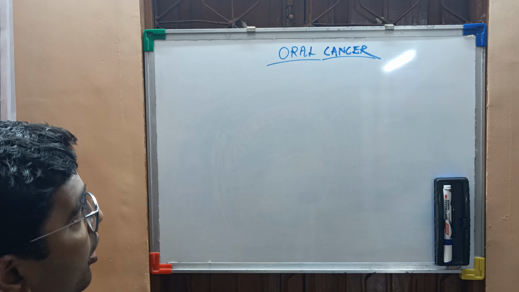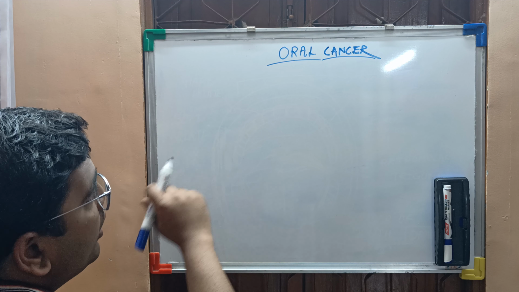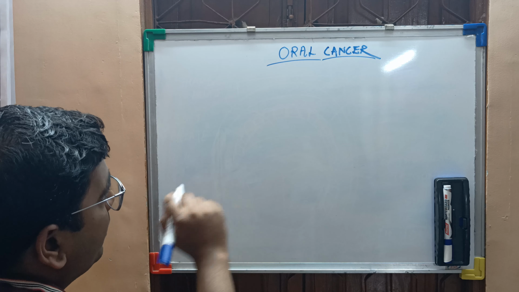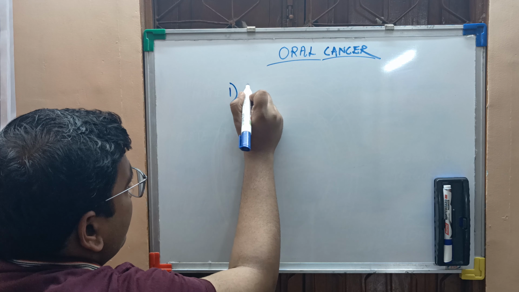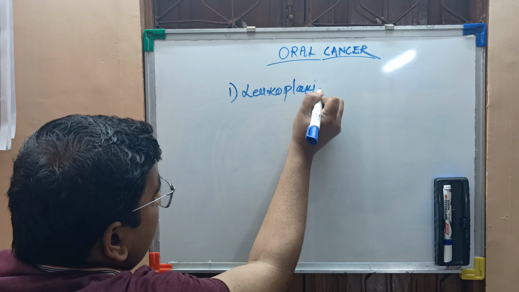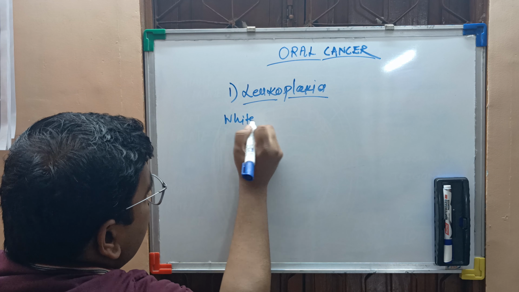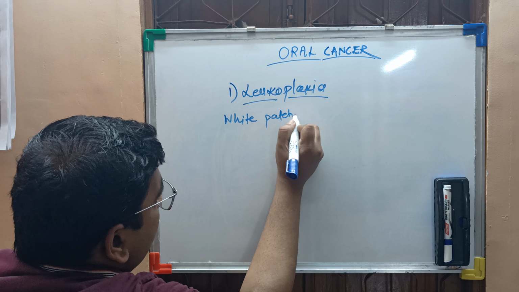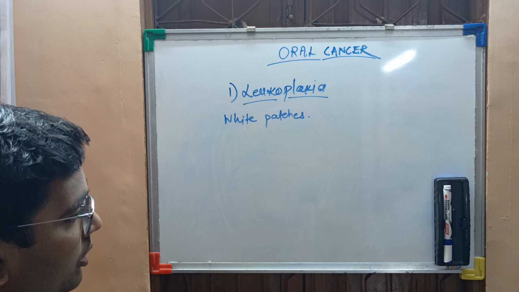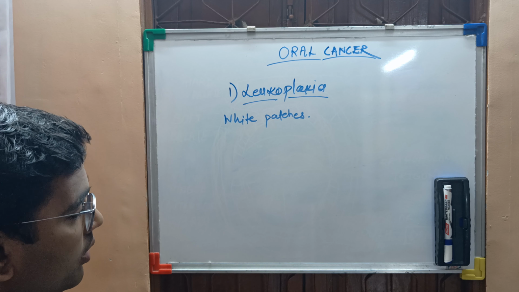In the oral cavity which we have discussed, oral cancer can develop in any part. Pre-malignant changes occur in those areas. The first one is leukoplakia. Leukoplakia means white patches. These white patches are generally painless, but they can easily be scraped away, which means they can be taken for examination.